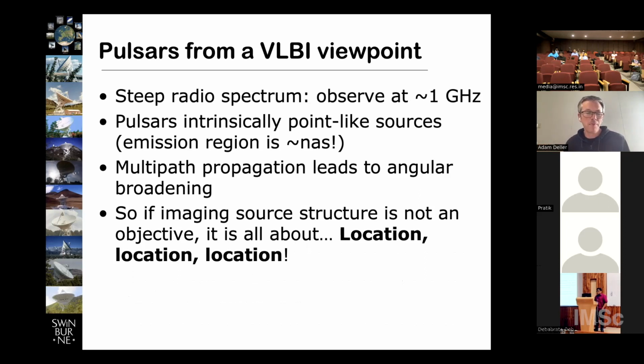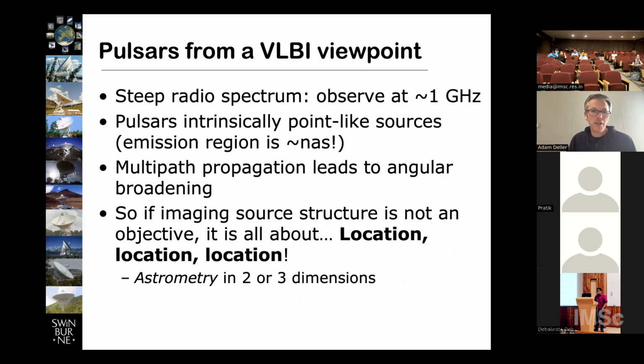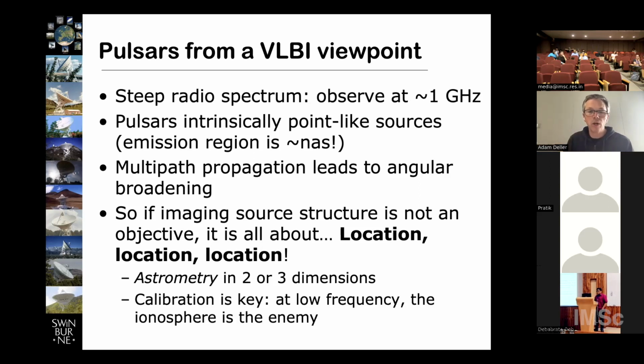What's the point of getting billions of tiny pixels on the sky? It's all about location, location, location, as any good real estate agent will tell you. And so that means astrometry, measuring positions either in 2 dimensions, so that's just reading off from images where the pulsar is at a point in time, and ideally converting a time series of such positions into a knowledge of the pulsar position in the third dimension. So how far away is it along the line of sight? And I'll get into how we do that in a second.